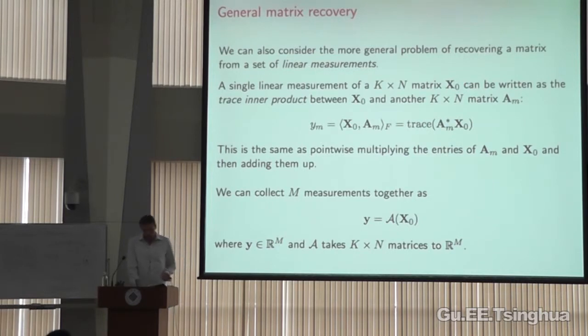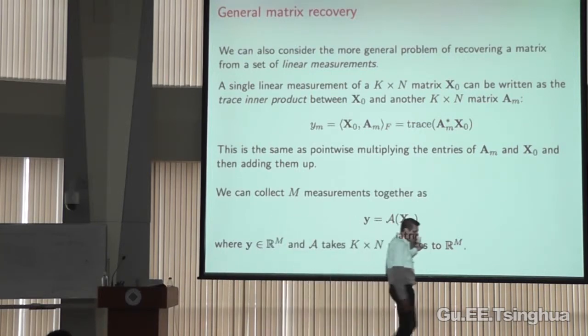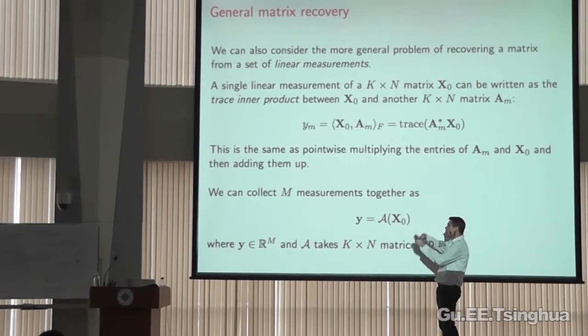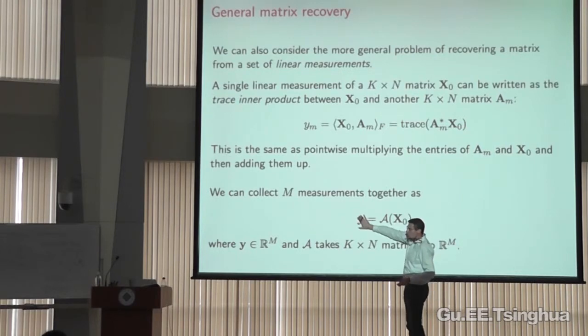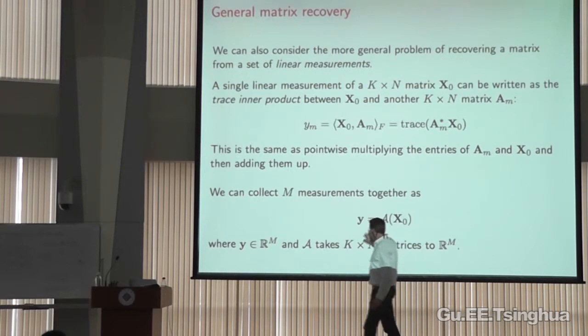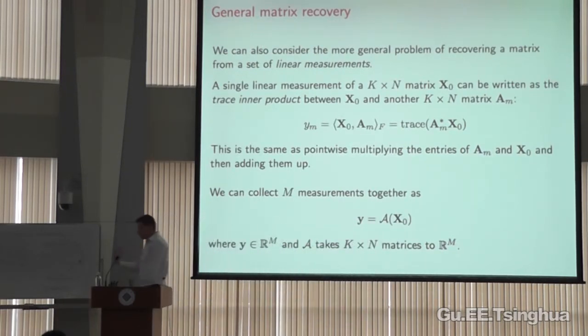So what we can talk about, again, is if we want to have a system of M equations and K unknowns, we can talk about these measurements that we make. We say, okay, look, we have a vector in R^M, and it's equal to some linear operator acting on X naught. So this operator script A takes a K by N matrix, or a vector in K^N, if you will, and returns M measurements, M linear combinations.